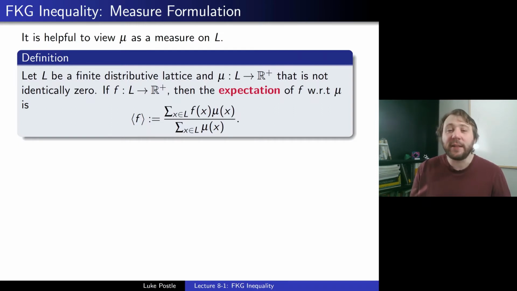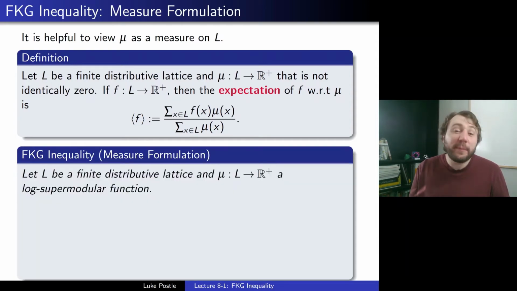You would define it to be the sum over x in L of f times μ, divided by the sum of μ. So if you thought of μ as being a measure, then if we normalize it by taking the sum over all the elements of the lattice, this would be indeed the probability. So therefore the expectation of f is where you sum each point times that probability. This is quite natural from a probabilistic standpoint.